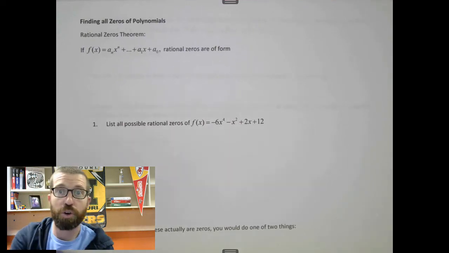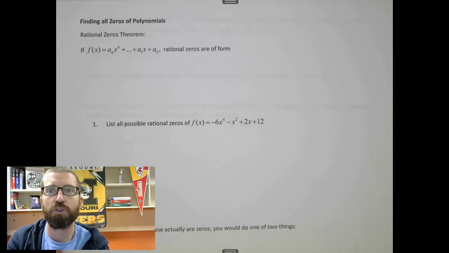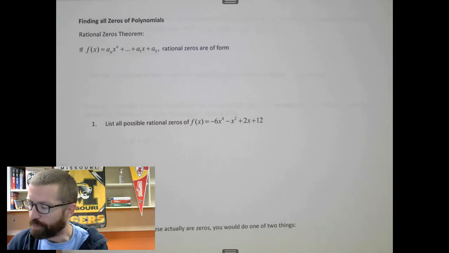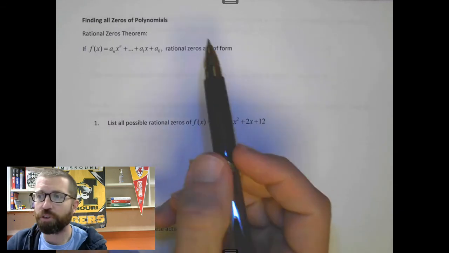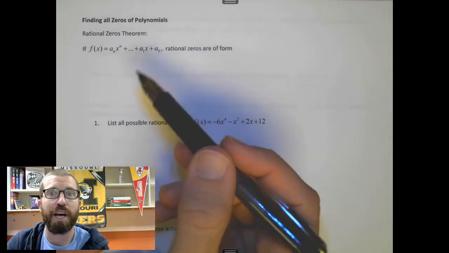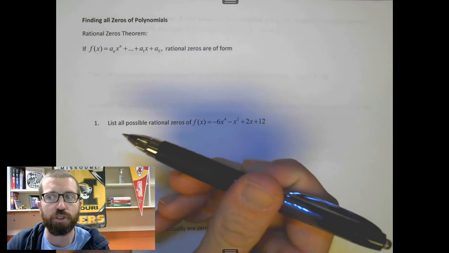Hello, in this video we are going to look at finding all the zeros of a polynomial and then also factoring completely. And so a couple things. First, the rational zeros theorem talks about how to find possible zeros. So this is a good starting point.